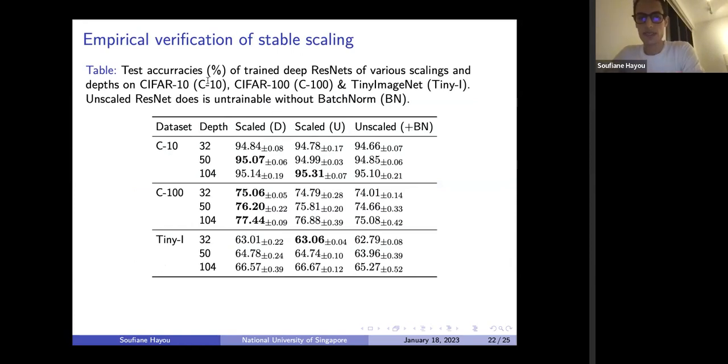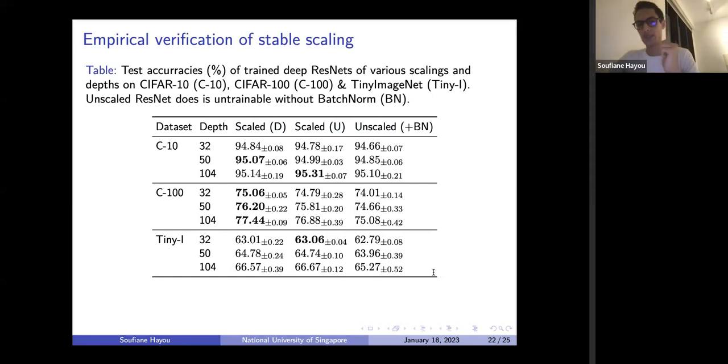So here I'm showing the result for CIFAR10, CIFAR100, and Tiny ImageNet for different depths. This is the standard ResNet architecture with the convolutional layers. So I have depths 32, 50, and 104. Here I'm showing the results for the stable ResNet with the decreasing scaling and with the uniform scaling. And here it's the unscaled ResNet, so without any scaling, but I'm using batch norm. I'm using batch norm because without batch norm, in most cases, this ResNet will not train because you have this gradient exploding issue.